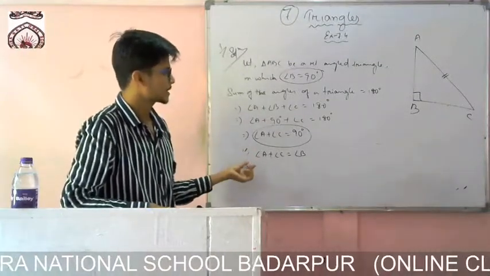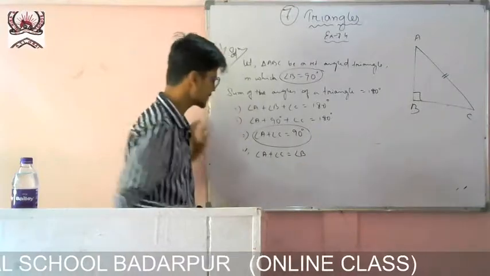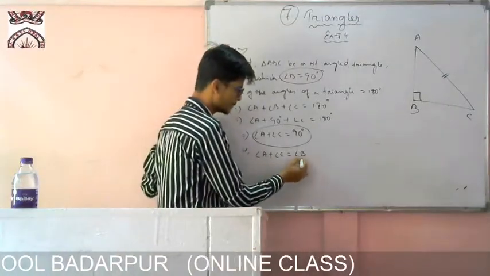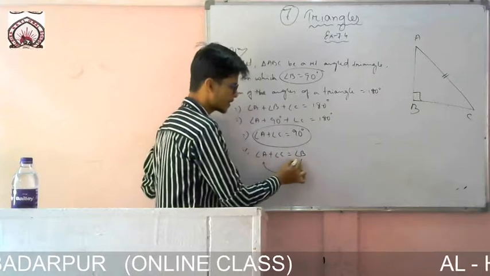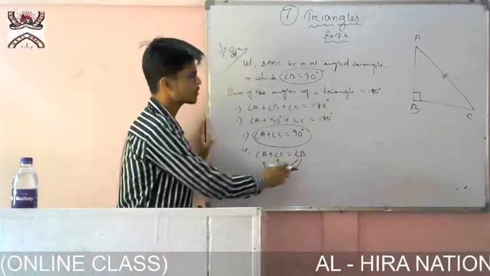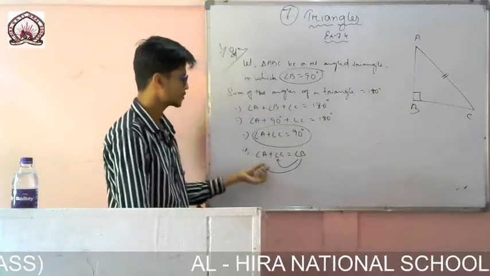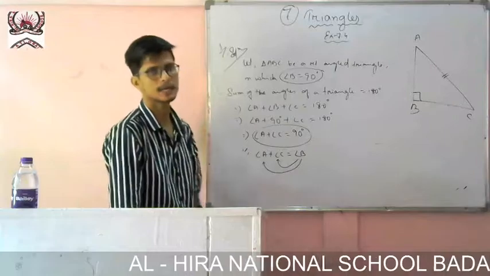So you see one thing, if angle A plus angle C is equal to angle B, that means that B is greater than A also, B is greater than C also, because adding these two angles I am getting angle B.